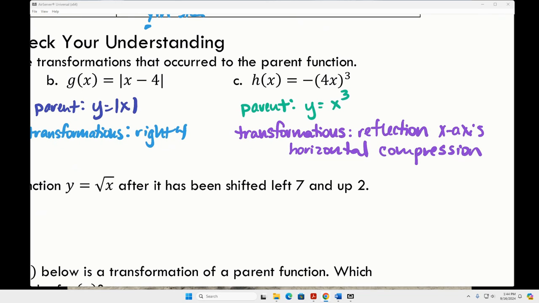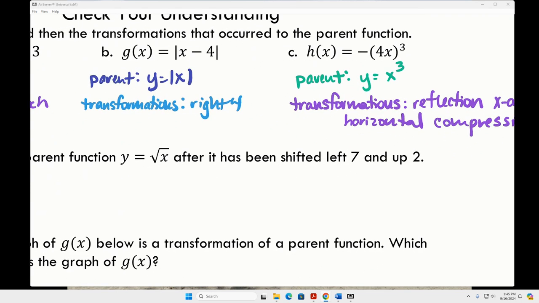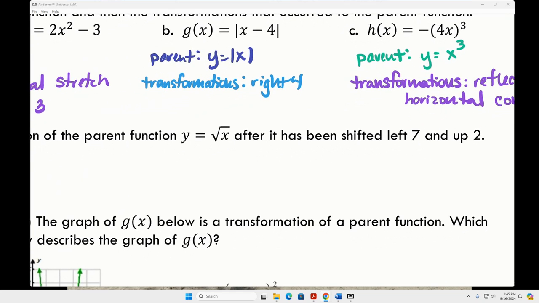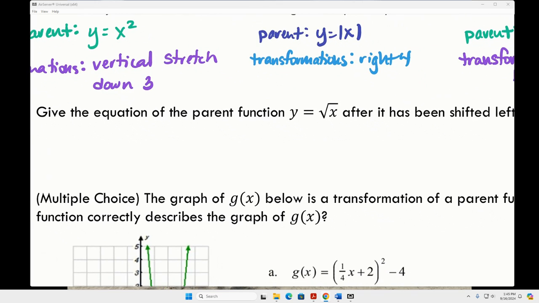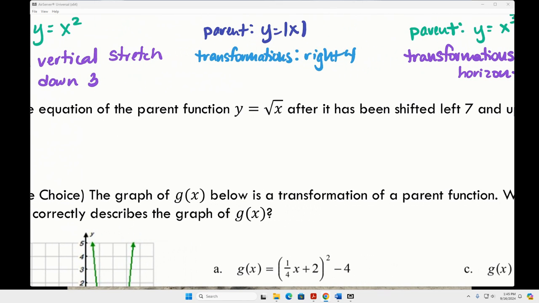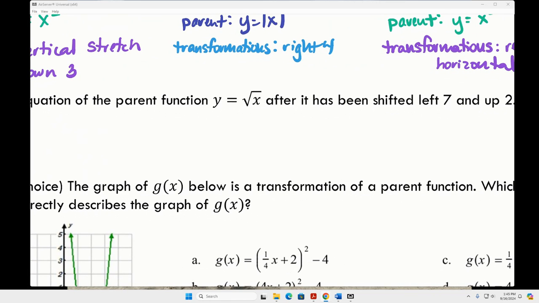Okay, you guys remember this from last year? Most of it? Okay, good. All right, number 2. I'm not sure if you all did this. If you did ones like number 2, it probably depends on if you were in honors or regular or whatever. But we want to give an equation of the parent function y equals the square root of x after it's been shifted left 7 and up 2.